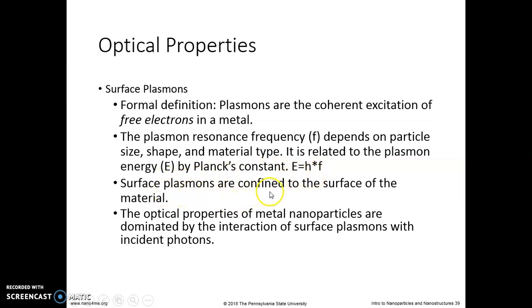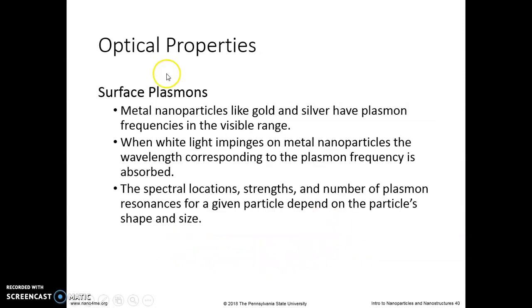Surface plasmons are confined to the surface of the material. The optical properties of the metal nanoparticles are dominated by the interaction of the surface plasmons with the incident photons. Surface plasmons in metal nanoparticles like gold and silver have plasmon frequency in the visible range only. When the white light impinges on the metal nanoparticles, the wavelength corresponding to the plasmon frequency is observed.